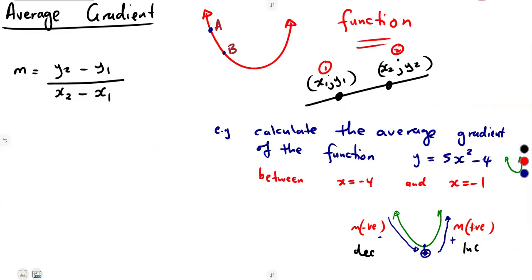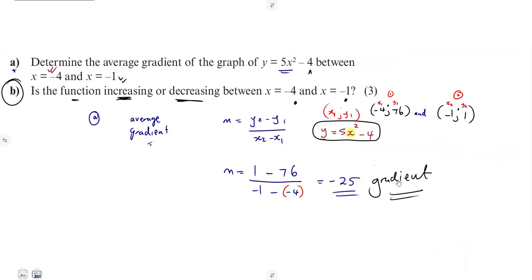So in our case, our gradient is negative. So that's a decrease. The gradient that we calculated is negative. A negative gradient is a decrease, so the function is decreasing at that point.